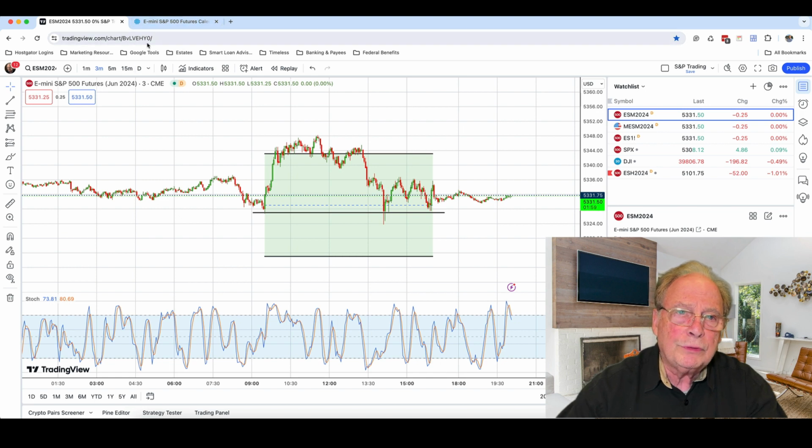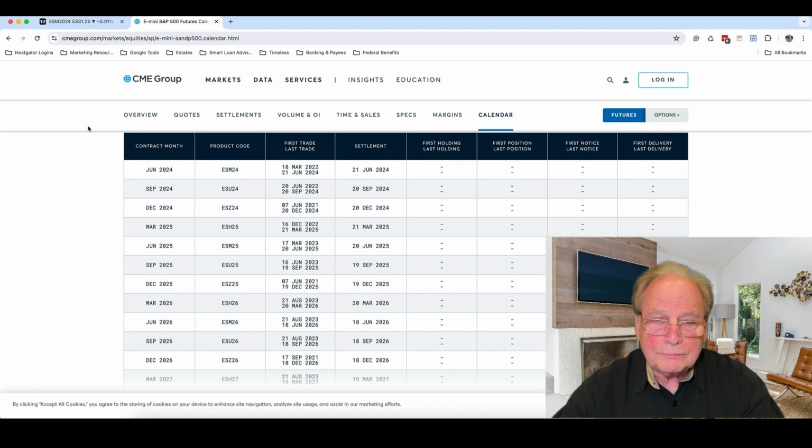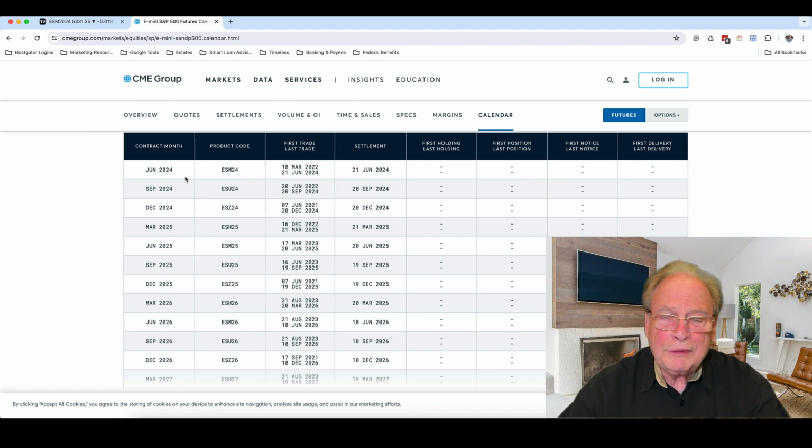I'm going to go over to the CME website, and this is the calendar of futures, roll, and expiration dates. Now, futures are traded in 4 contracts throughout the given year. And those contracts are March, June, September, and December. And they're designated with the letters H, M, U, and Z.